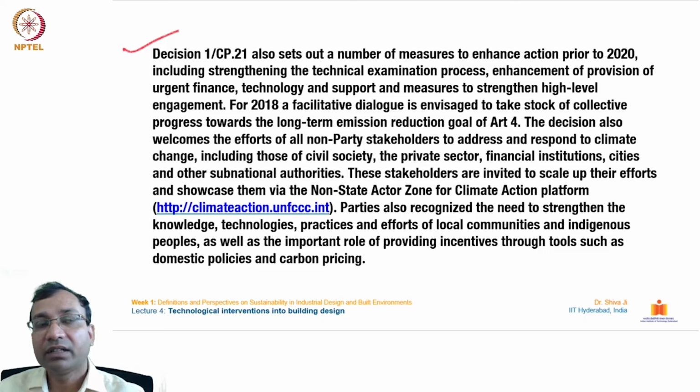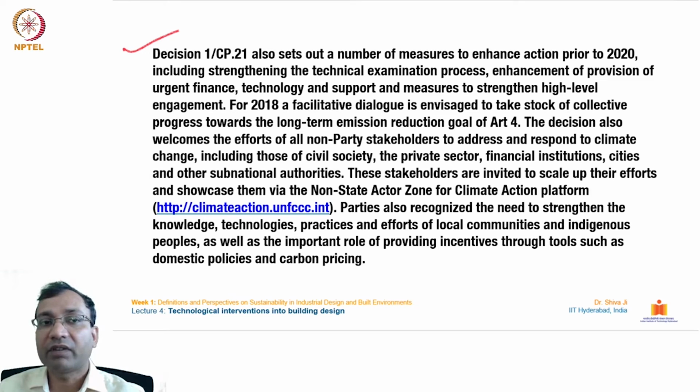Further, Decision 1 CP 21 also sets out a number of measures to enhance action prior to 2020, including strengthening the technical examination process, enhancement of provision of urgent finance, technology and support, and measures to strengthen high-level engagement. For 2018, a facilitative dialogue is envisaged to take stock of collective progress towards the long-term emission reduction goal of Article 4. The decision also welcomes the efforts of all non-party stakeholders to address and respond to climate change, including those of civil society, the private sector, financial institutions, cities, and other subnational authorities.